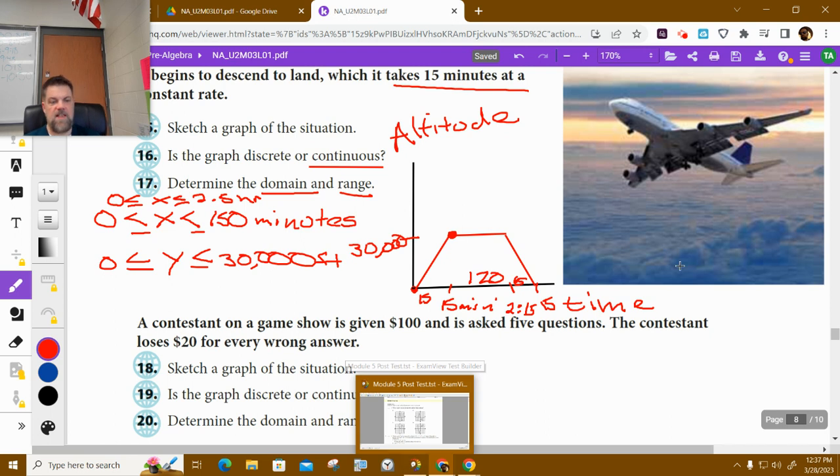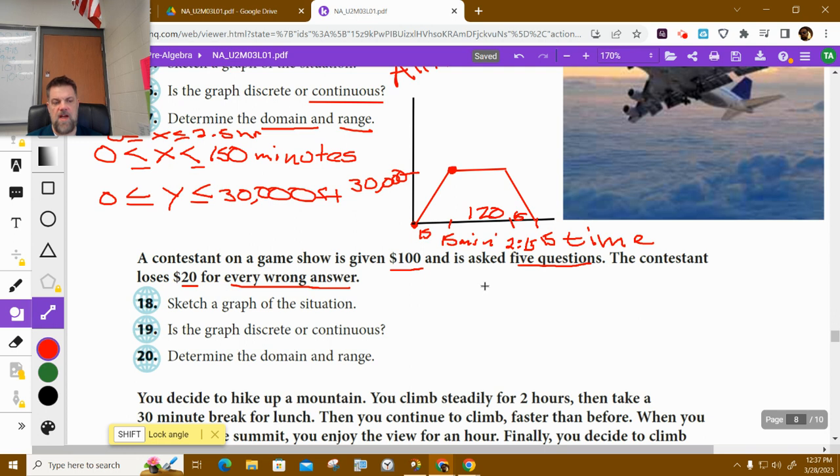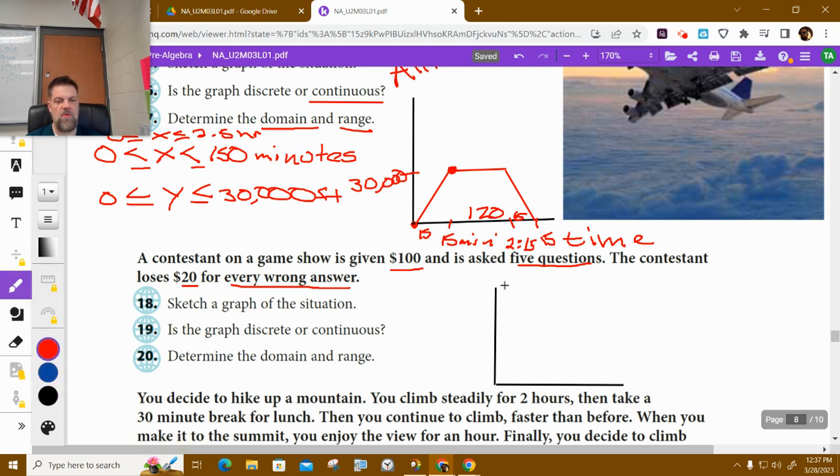Okay. All right, let's sketch out this graph. Down here it says a contestant on a game show is given $100 and asked 5 questions. The contestant loses $20 for every wrong answer. Well, now how does that look? All right, so let's draw our graph first. So I'm going to draw the graph. And then it's not perfect. And the y value is how much money you have. The x value represents the number of questions.